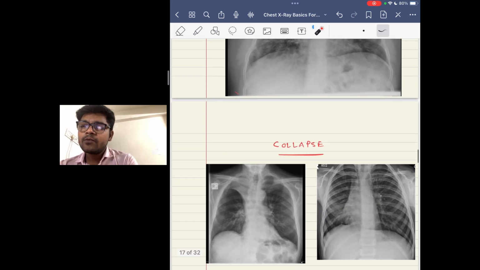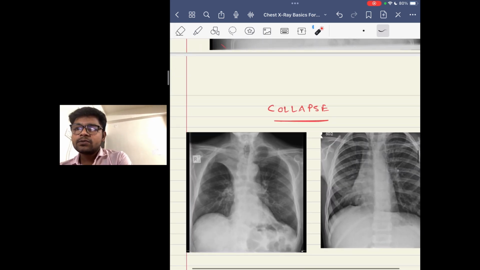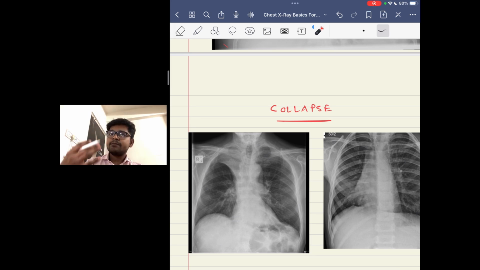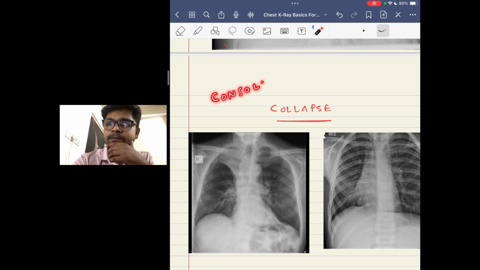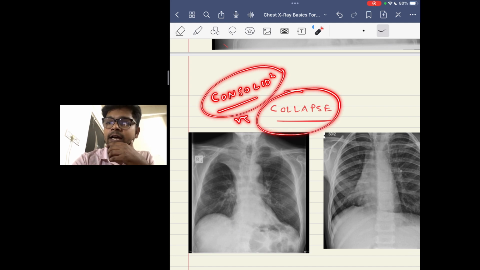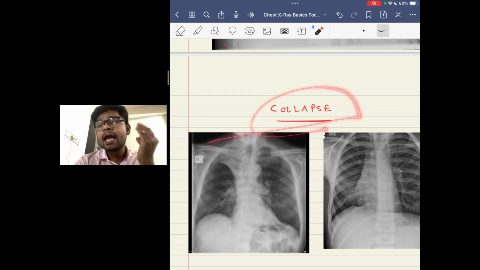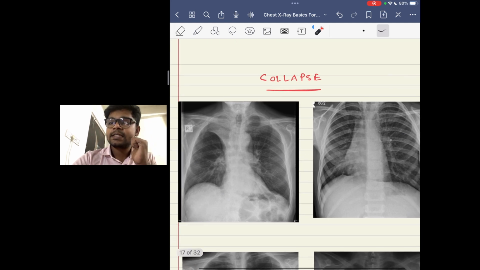Right. Now moving on to collapse. So in collapse you will again be exploiting the Silhouette sign. Every time you are given an X-ray of consolidation, always contrast it with a collapse X-ray, and vice versa, you will be asked. That is the important point.